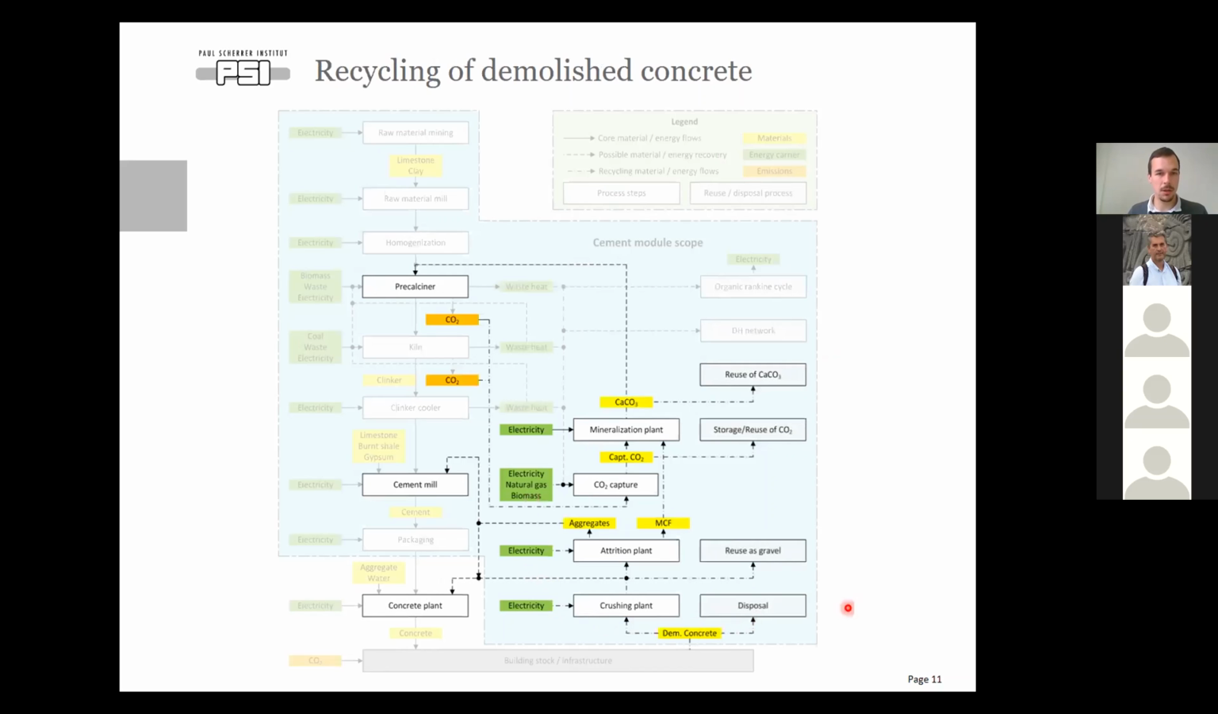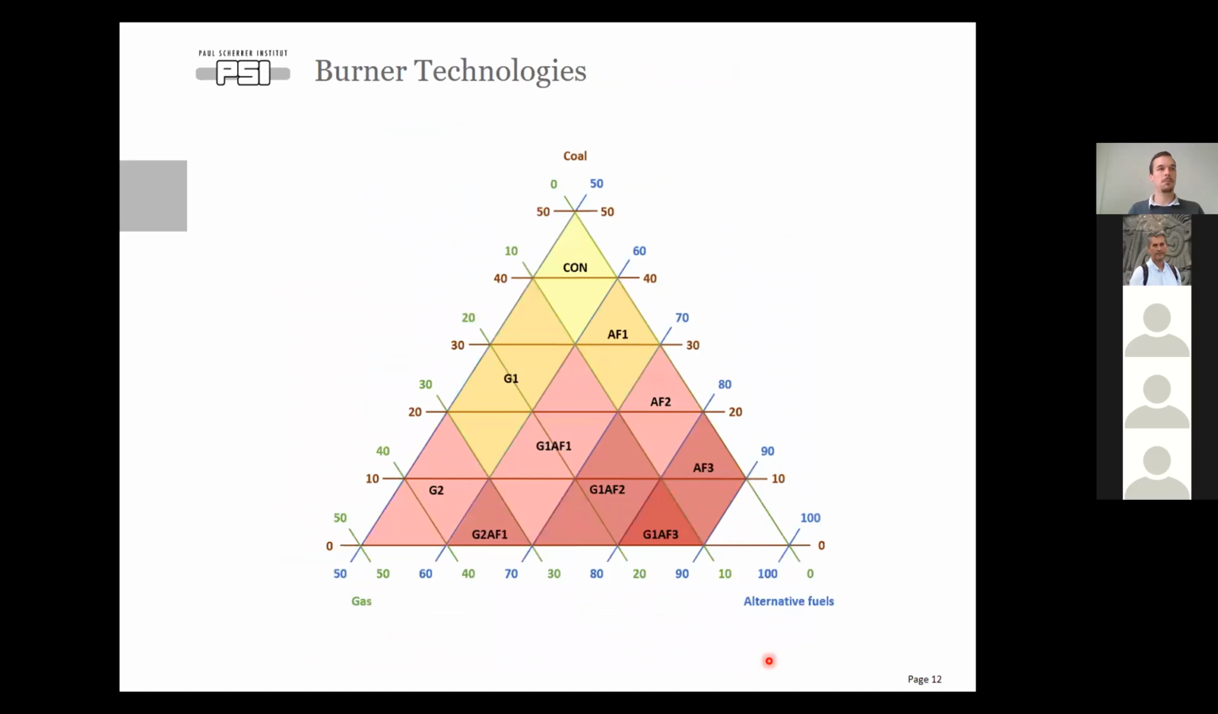Another feature in my model that I don't want to go into specifically is the reuse of demolished concrete. We can basically reuse the demolished concrete again as a supplementary cementitious material, as I mentioned before. But I don't want to go through all the process steps here today. What I would like to explain a bit more in detail is how we modeled our burner and how we modeled the flexibility that we have with different fuels.